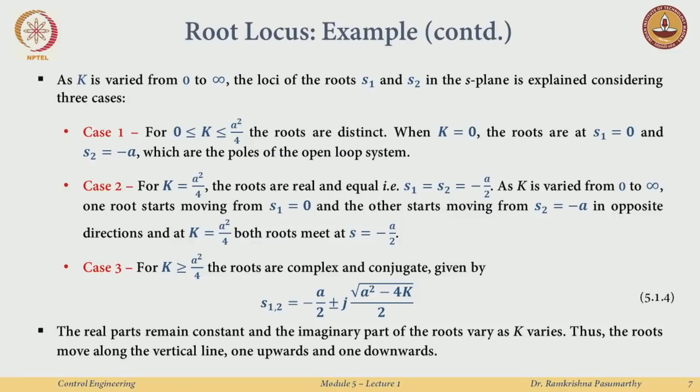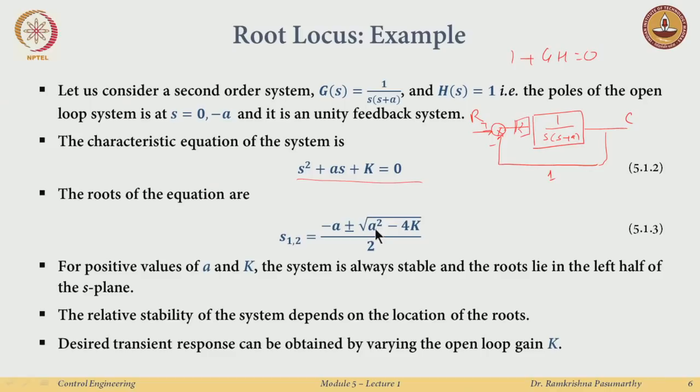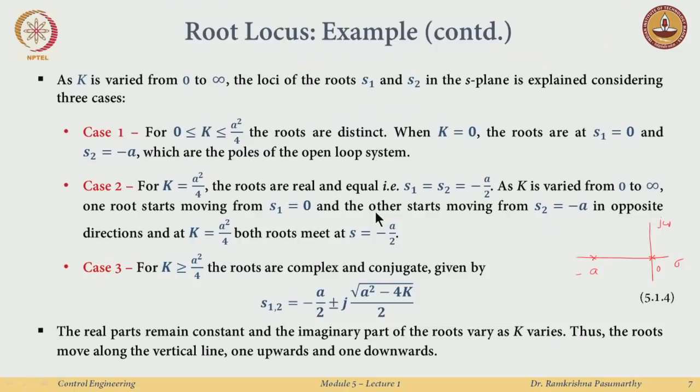Okay. So, let's plot that. So, I start with k equal to 0, I am here, that is 0, and I am here, this is minus a in the s plane, sigma and j omega, right. For k between 0 and a squared by 4, this term would be real in that case, right. So, the roots would be distinct. They will just be real, somewhere on this axis, could be here and wherever.